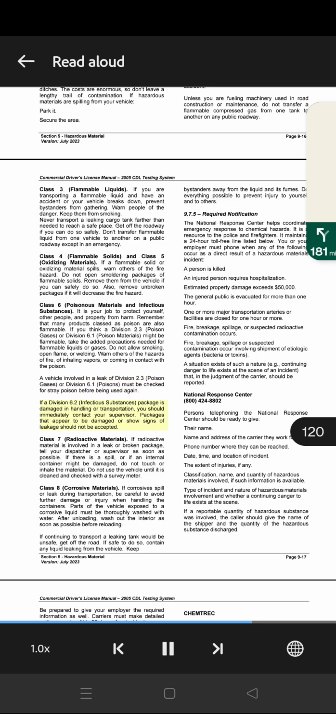If a Division 6.2 infectious substances package is damaged in handling or transportation, you should immediately contact your supervisor. Packages that appear to be damaged or show signs of leakage should not be accepted.